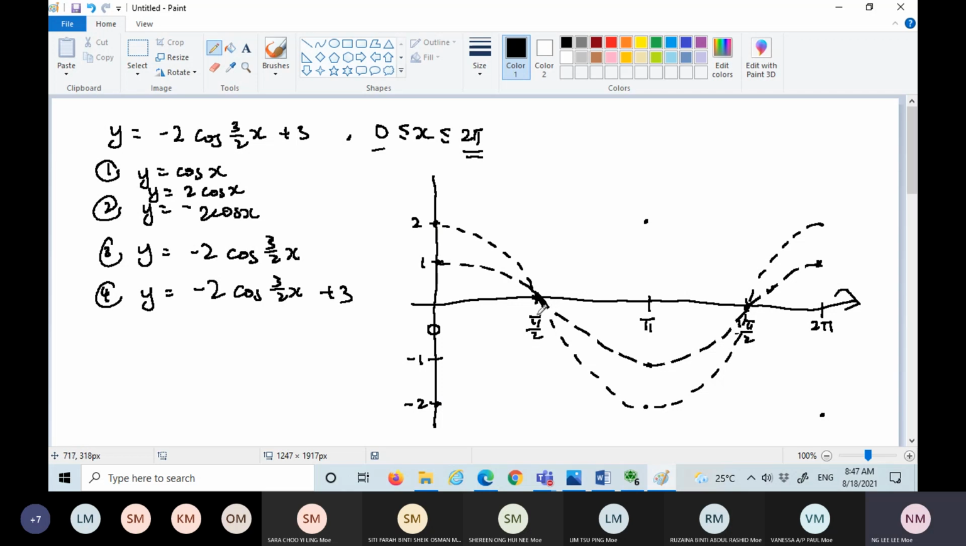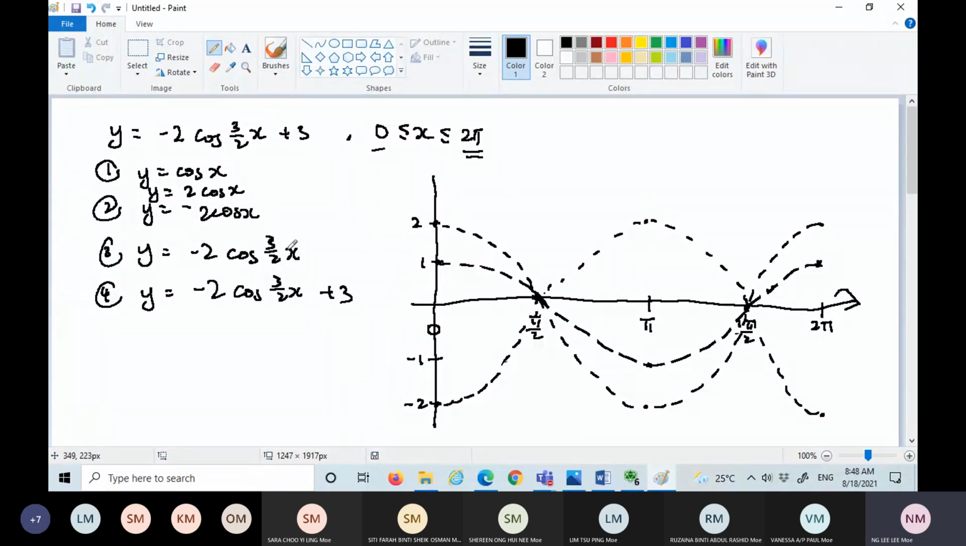So how will the shape look like? This one will look like this. This one will look like this. Then it will go this way. It will go this way. I don't know whether you will feel confused because now there are too many lines already, so you have to remember which one is which.